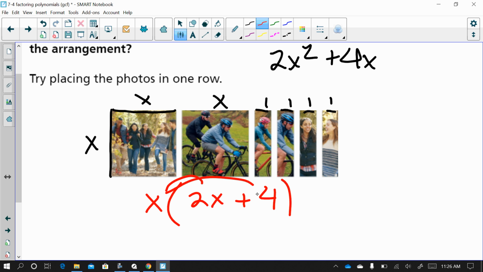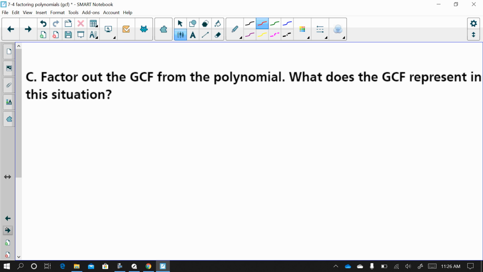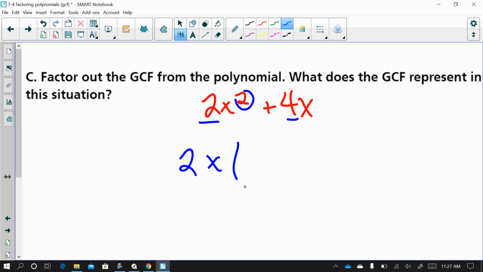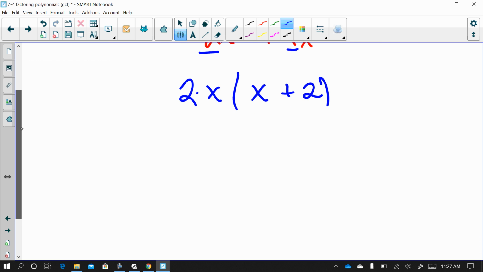Let's find out. Okay, so let's factor out the GCF. So I had 2x squared plus 4x. Remember, GCF, got to look at the number and the letter. Okay, so what goes into 2 and 4? 2 does. Okay, x squared and x, how many do I have in common? Just a plain old x. So 2x times what gives me 2x squared? Well, I need another x. And 2x times what gives me 4x? Well, I need a 2 there. So really, this represents 2x times x plus 2.